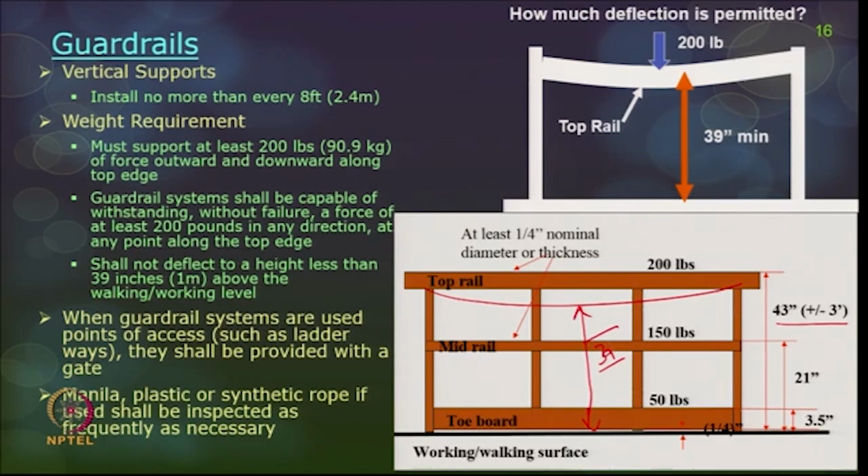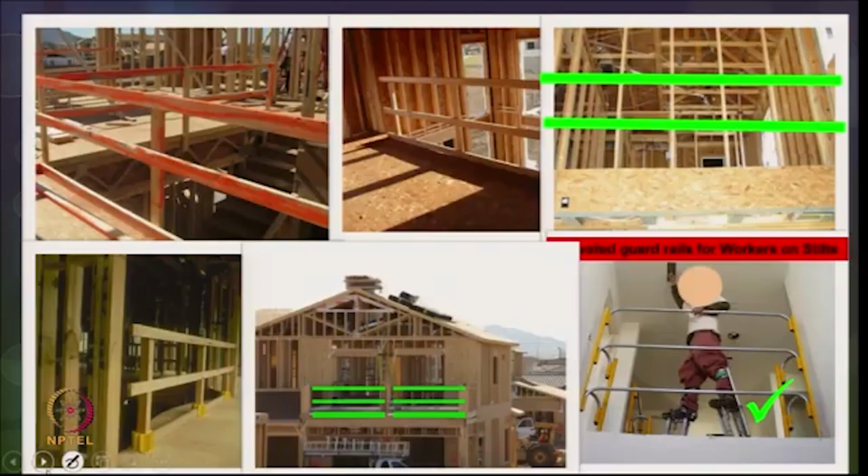If that is the case, then these rails have to be inspected and accordingly braced for use. And if these guardrails are used as a point of access for ladderways or something, then they should have a proper gate also, so that they are not disturbed, and people are walking in and moving out when there is a guardrail in place. If any site is using manila or plastic or synthetic ropes, then they should also be tested very frequently to check their strength requirements, whether they are still withstanding them or not.